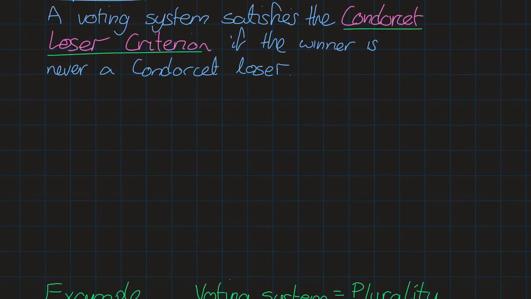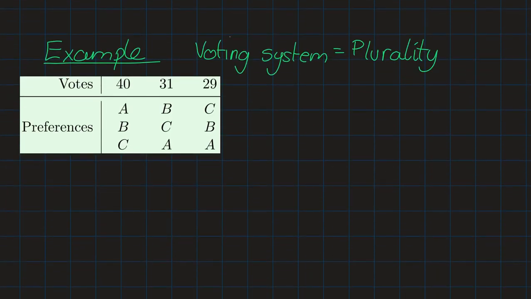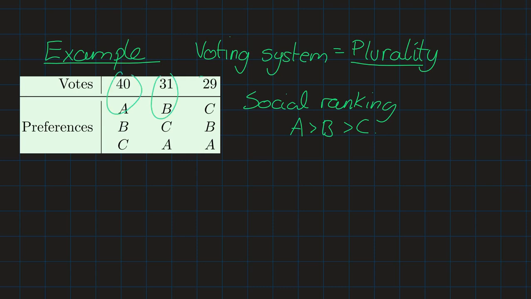For example, if we look at this voting profile right here, and the voting system is the plurality voting system, the social ranking is easy enough. It's just A, B, C. This is the social ranking because A has 40, B has 31, and C has 29 top preference votes.